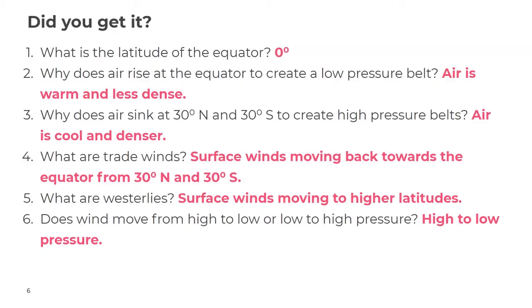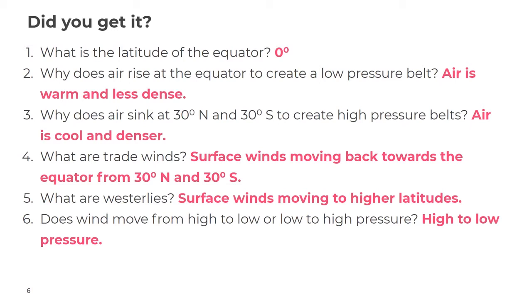Okay, so we're now ready to mark the answers to those quiz questions. Make sure that you have your other colour pen so that you can make any corrections if needed. And obviously, if you've got something correct, give yourself a really big tick. So question 1, what is the latitude of the equator? It is 0 degrees. Why does air rise at the equator to create a low pressure belt? Air is warm and less dense. Number 3, why does air sink at 30 degrees north and 30 degrees south to create high pressure belts? Air is cool and denser.